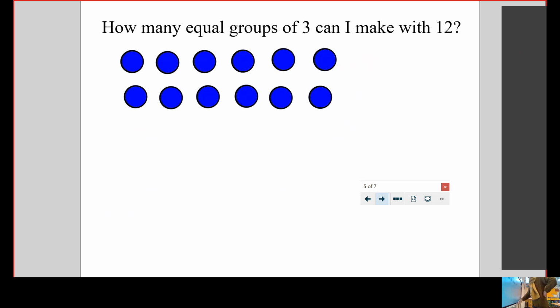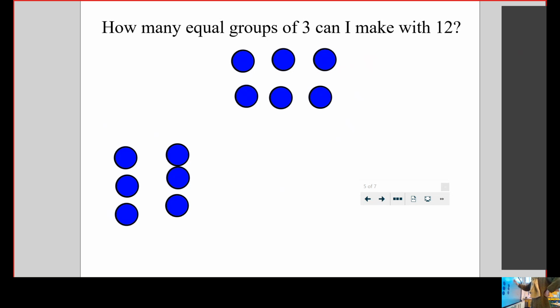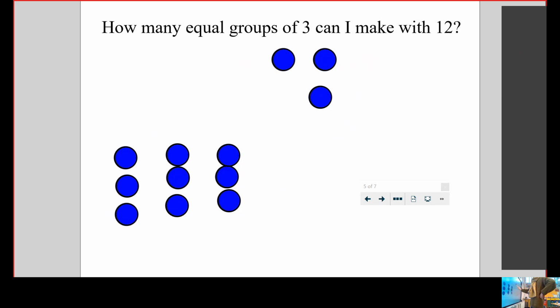Okay, so we're trying to make equal groups of 3. Let's see if you did it this way. I'm going to drag my groups of 3 down to here. So that's 1 group. Remember, they all have to have 3 in it. They are equal groups. That's 2 groups. Oops, made a mistake there. I can't have more than 3 in my group, so I must start a new one.